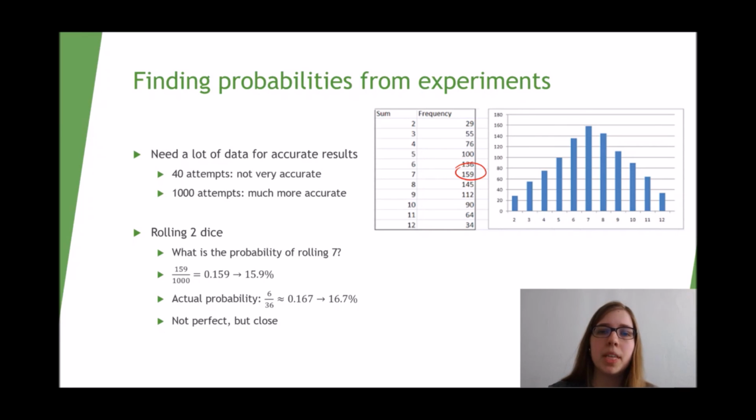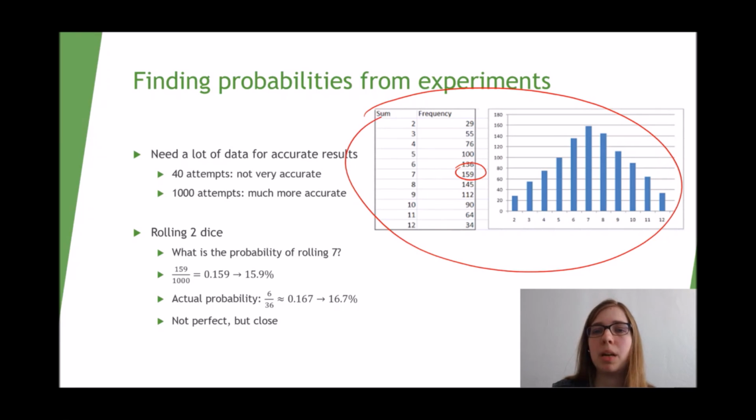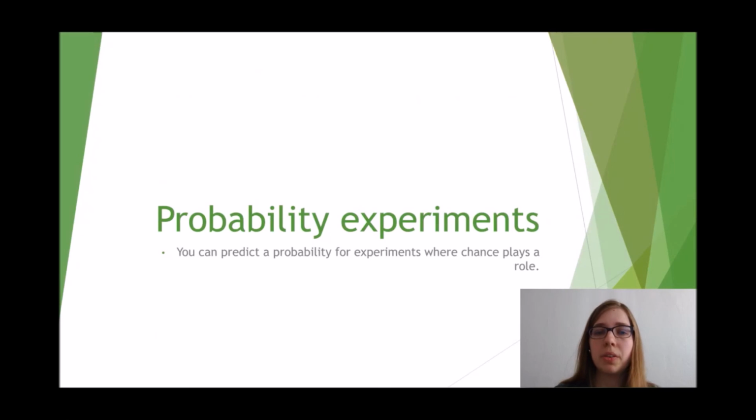So this way, from doing a simulation or an actual probability experiment, I can get a very close estimate of the probability that I was looking for. And once again, for the dice, I can just calculate it. But in some cases, like the drawing pins, I cannot, and I have to rely on my experiments. So that is all I wanted to say about probability experiments today. And now it is time for you to make some predictions.